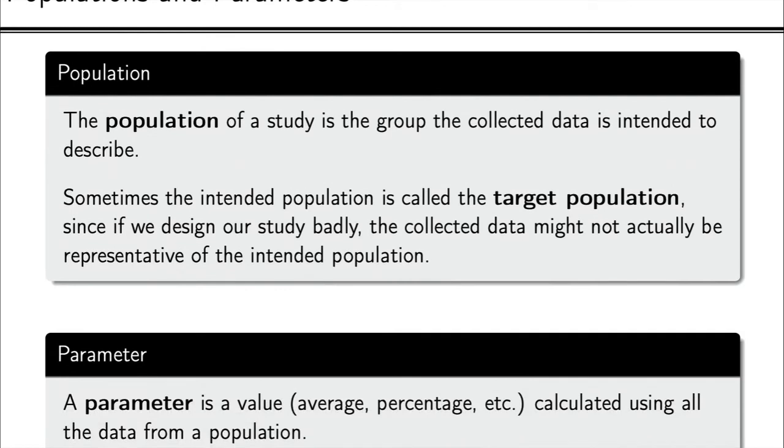Sometimes we'll call it the target population, because when we collect our data, we may not actually be collecting data from a group that really represents our population. So the word target here just indicates that there's a population that we're trying to describe, even though we may not hit it spot on.